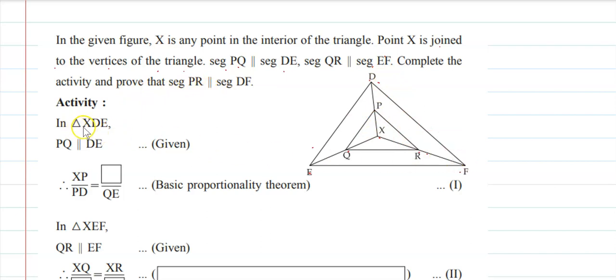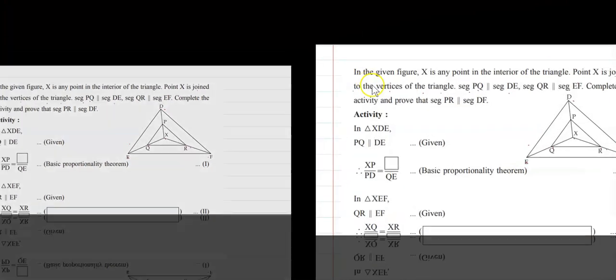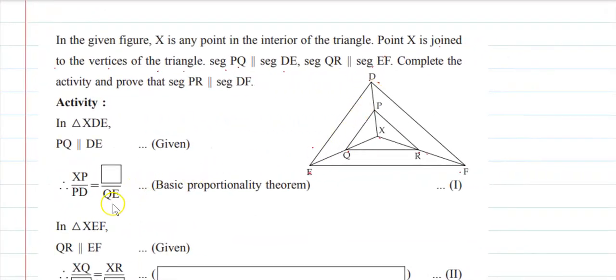Now in the triangle XDE, what's happening? PQ is parallel to DE. Therefore, XP upon PD is equal to, what is written here, QE, therefore we will write here XQ. What is here? The basic proportionality theorem. Since PQ is parallel to DE, therefore XQ upon QE is equal to XP upon PD.